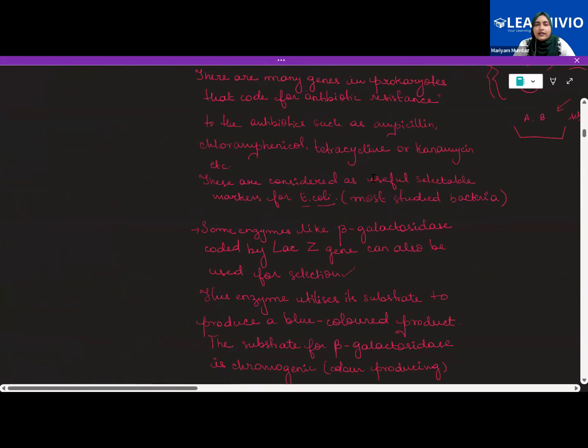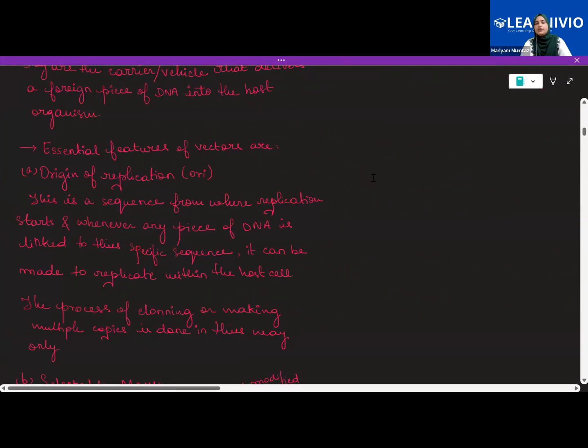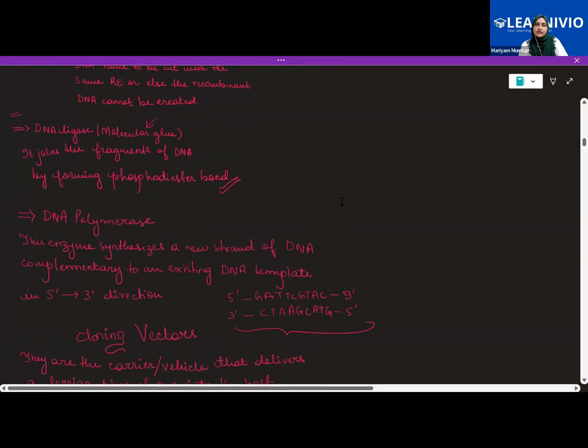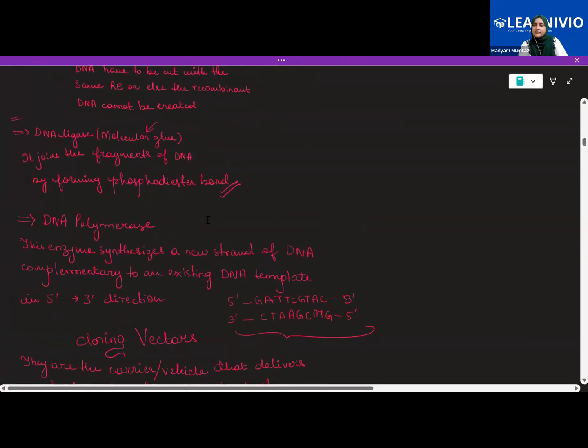Okay, so I haven't done that. Okay, let us see the requirements of the vectors. Like what are the things that are essential for a vector to be a vector? So first thing is origin of replication. Now first of all, you see, match it to your notebook. These parts you've written, DNA ligase, DNA polymerase.